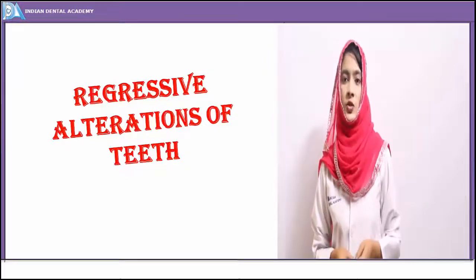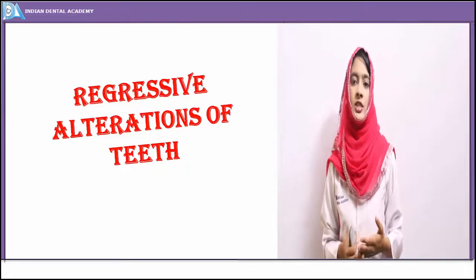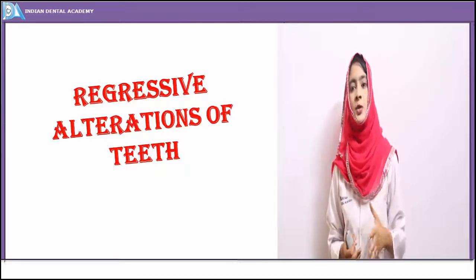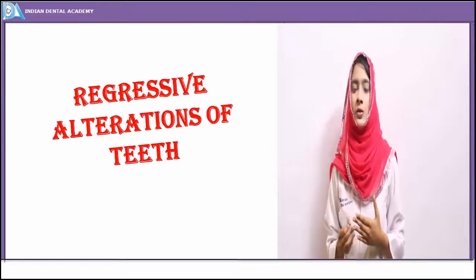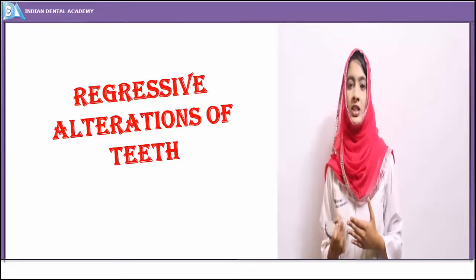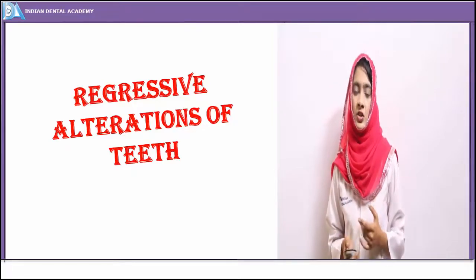Regressive alterations of teeth. Regressive alterations are nothing but degenerative changes occurring in the teeth, either because of some physiological process, from some pathological process, or related to aging. So we'll see all the regressive alterations of teeth.